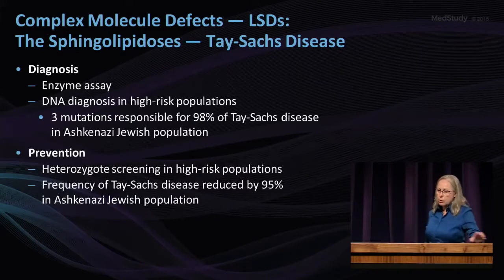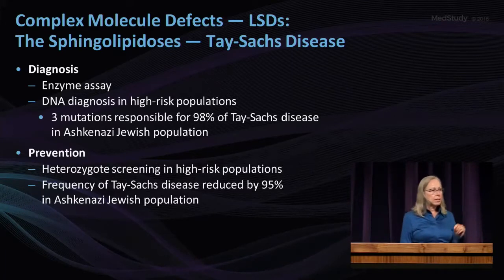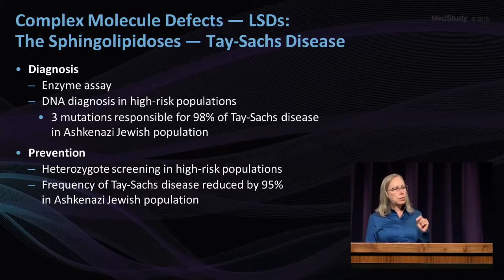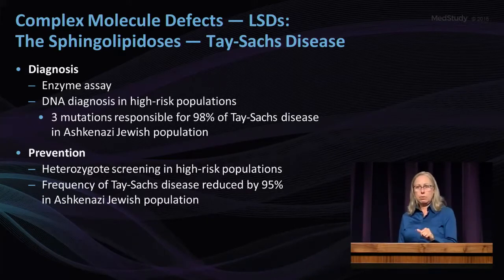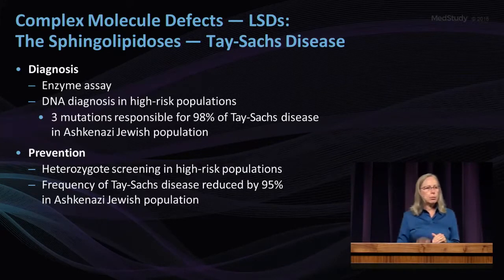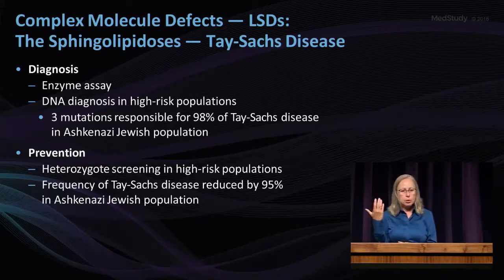So again, this heterozygote screening in high-risk populations has reduced the frequency of Tay-Sachs by 95% in the Ashkenazi population. You're much more likely to see Tay-Sachs in somebody who is not of Ashkenazi descent simply because they know and they've been screening for it and they can tell you. So just because somebody is not of, quote, the right background, one of the children we cared for when I was a fellow, I think one parent was from Africa and the other parent was from Asia. So clearly not the right ethnic background, so keep it on your radar.